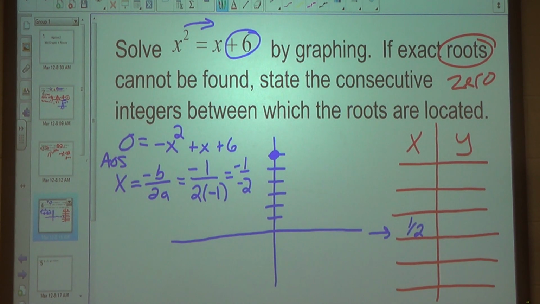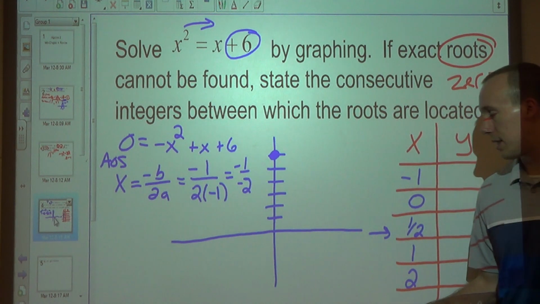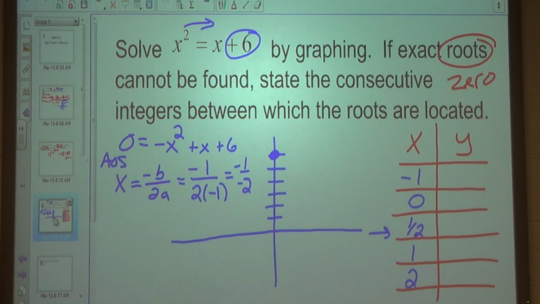And then what other values am I going to have to find then? The numbers on each side of that table, right? So what whole numbers are on both sides of half? What are on each side of a half? 0 is one side, what's the other side? 1, and then this would be -1 and 2. And we'll try those, and if we can see where it crosses, then we don't have to do any more. So take your calculator out and start plugging those in.